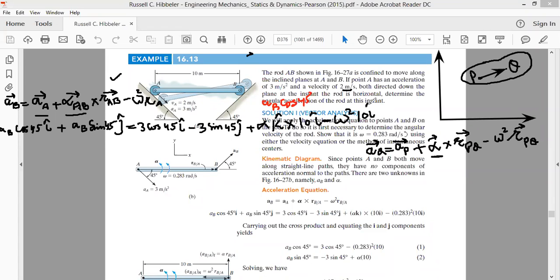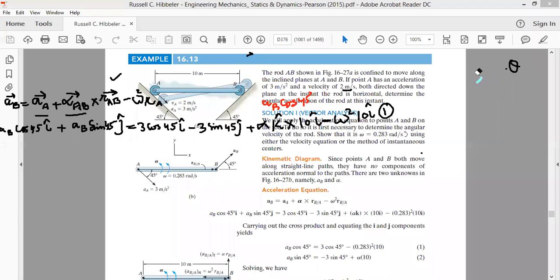So this is our acceleration equation. Let's write this as equation 1. Remember this equation. Now, the unknowns in this equation: we have to find the value of the acceleration of B. That's important. We have to find the value of alpha. We don't have the value of omega, so we need to find the value of omega.